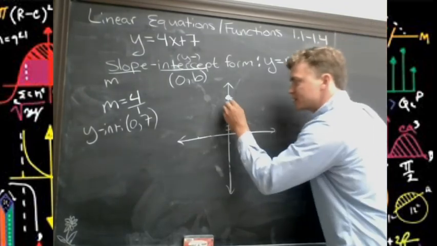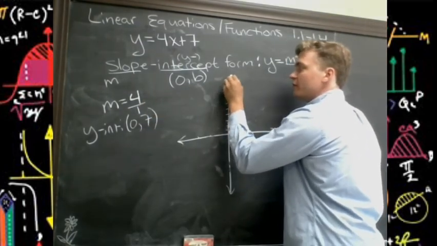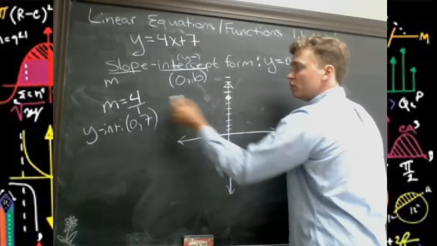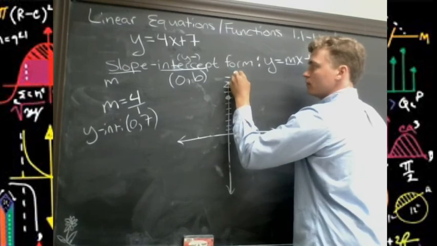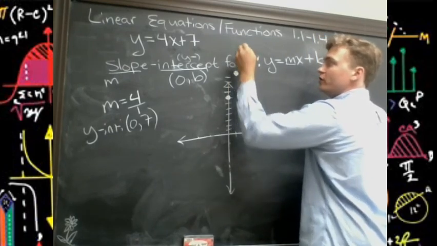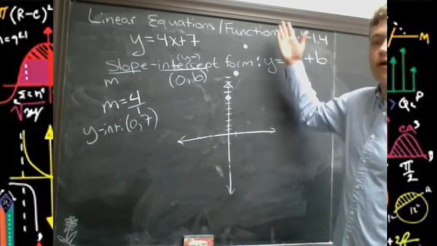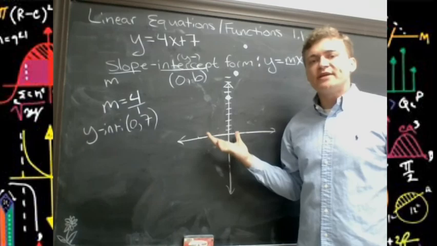So start here at this point. This 4 says, let's move up 4 units. And this 1 says, let's move to the right 1 unit. Again, move up 4 units, move to the right 1 unit. We can continue this pattern as long as we like. Now, again, I want to be able to get it in scale to the picture here.